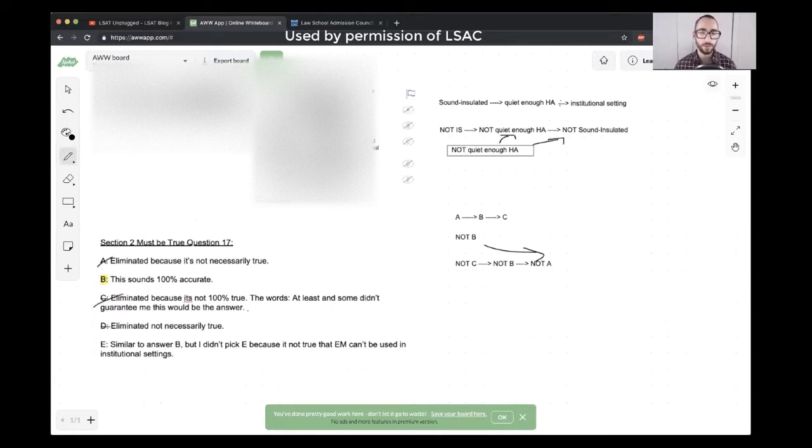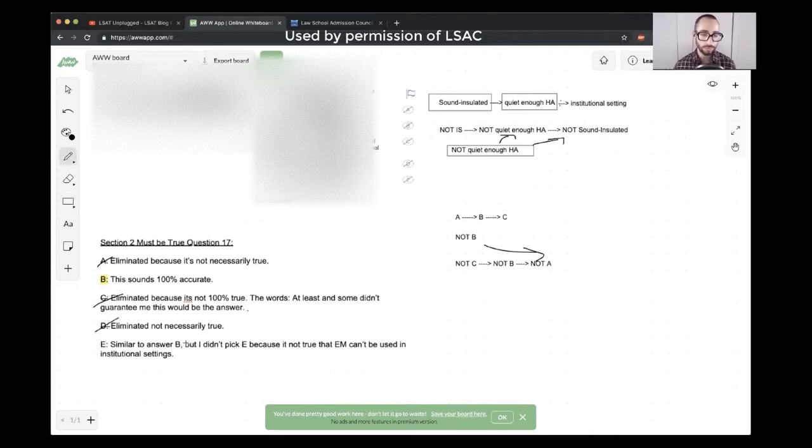Looking at D, saying not necessarily true. D is saying if quiet enough, then sound insulated. Once again, this is a mistaken reversal of what we have on the chain. We have A requires B, and D is saying B requires A, which of course is a mistaken reversal, not correct, so D is out.